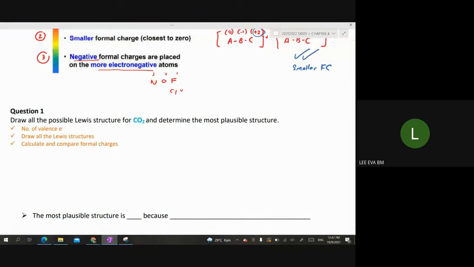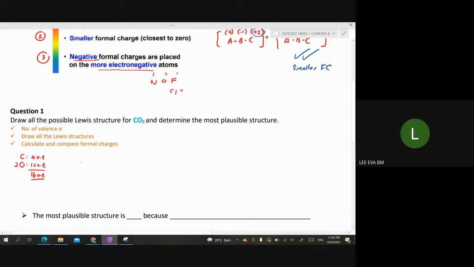Every time when you start this step, we start all over again with the total number of valence electrons. Carbon has 4 valence electrons. Oxygen, there are 12 valence electrons. Altogether, 16. Okay, so for this type of question, you need to start with one correct Lewis structure first, then only you produce the second and third structures.